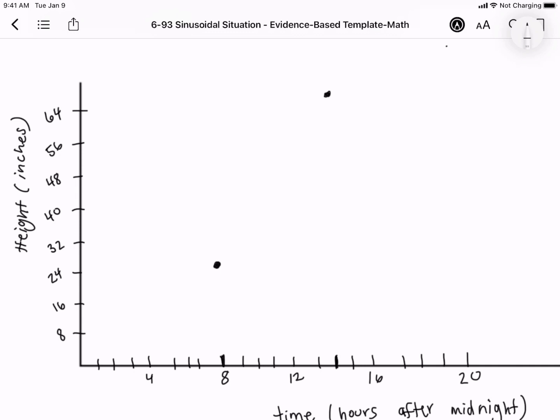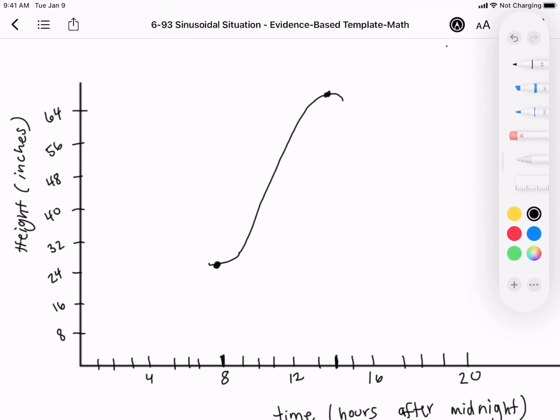Remember, this is not a linear function, so I'm not just going to connect the dots like that. That's not correct. This is a sinusoidal function. So I know that my graph is going to have to be wavy. It's going to be a wave. So since that's the minimum, it will be minimum and then up to the maximum like that. Yeah, more like that. So that's kind of part of a function. But it still doesn't look that great.